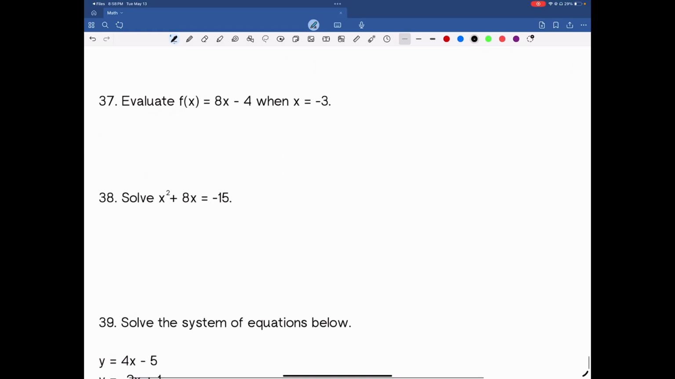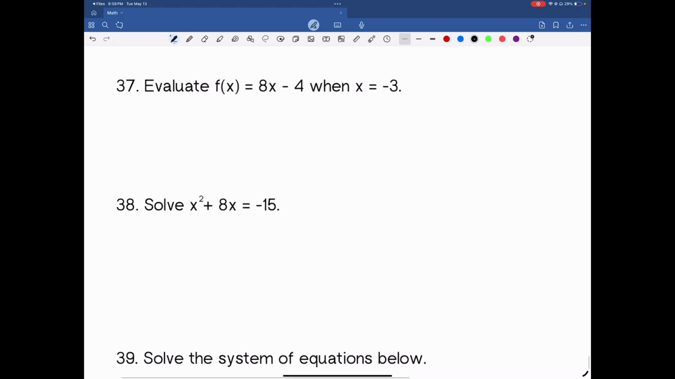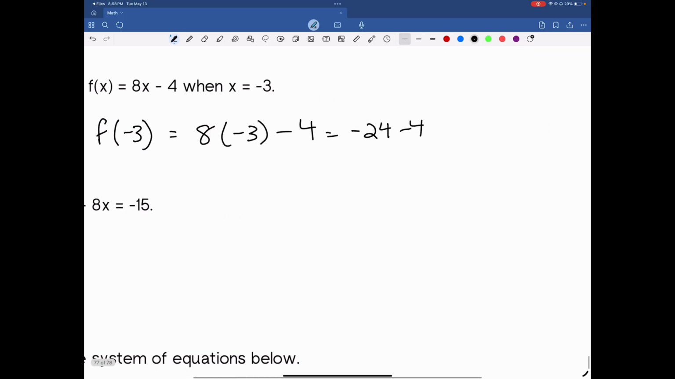All right, 37. Evaluate f of x equals 8x minus 4 when x is -3. This means to find f of -3. So we just replace x with -3. So that'd be -24 minus 4, which is -28. There we go.